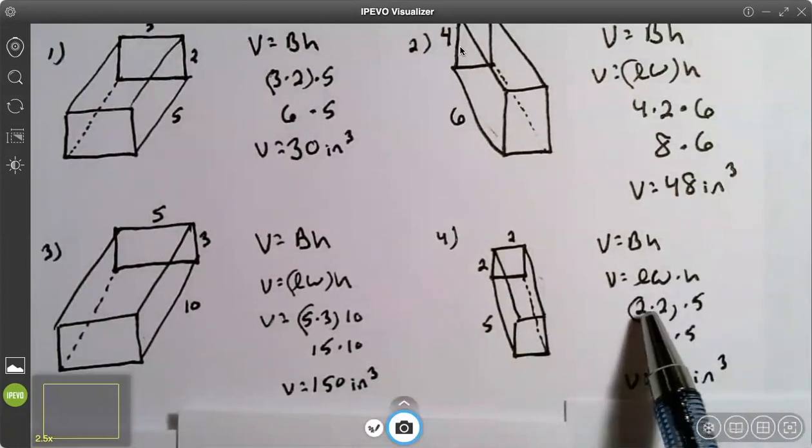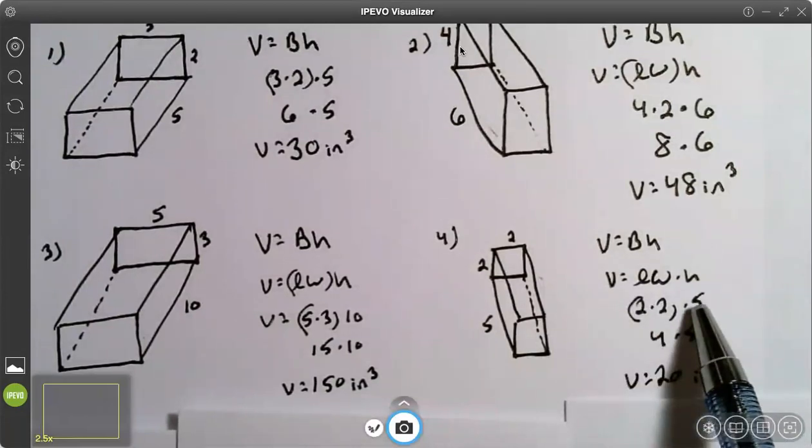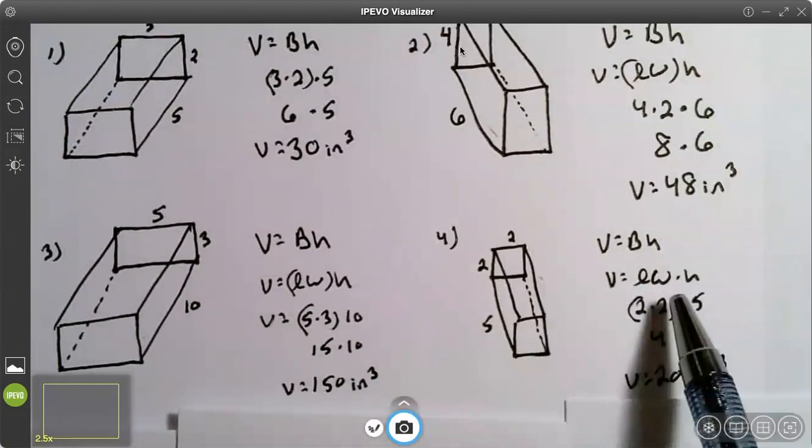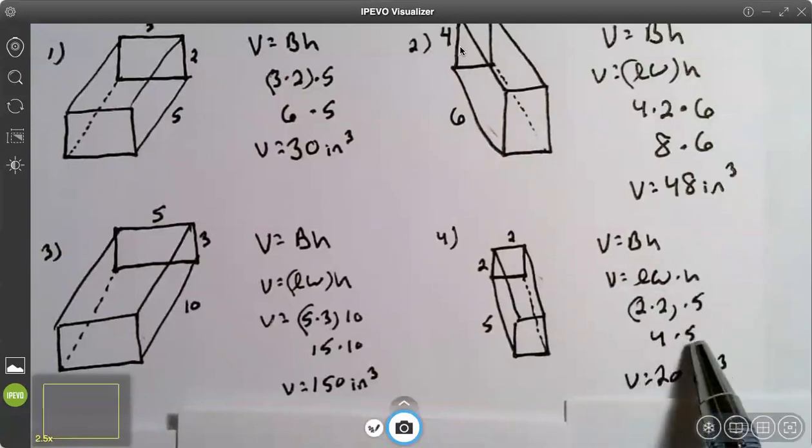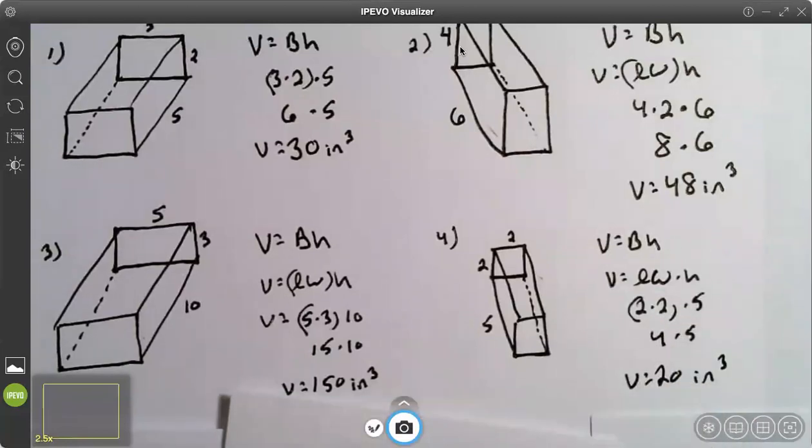Now you could just say 2 times 2 times 5 in your head or your calculator and get 20 and skip this. But I just kind of like to know or show that I know the area of my base is 4 times the height of 5 gives me a volume of 20 cubic inches.